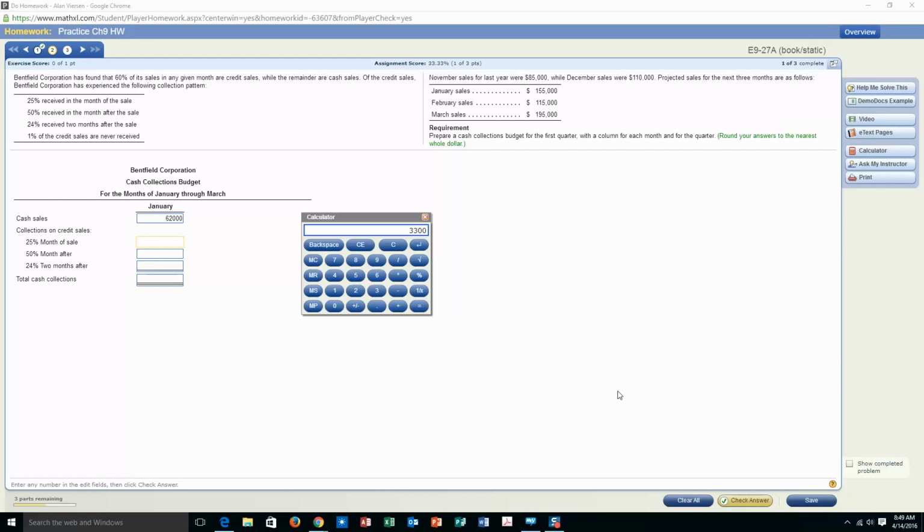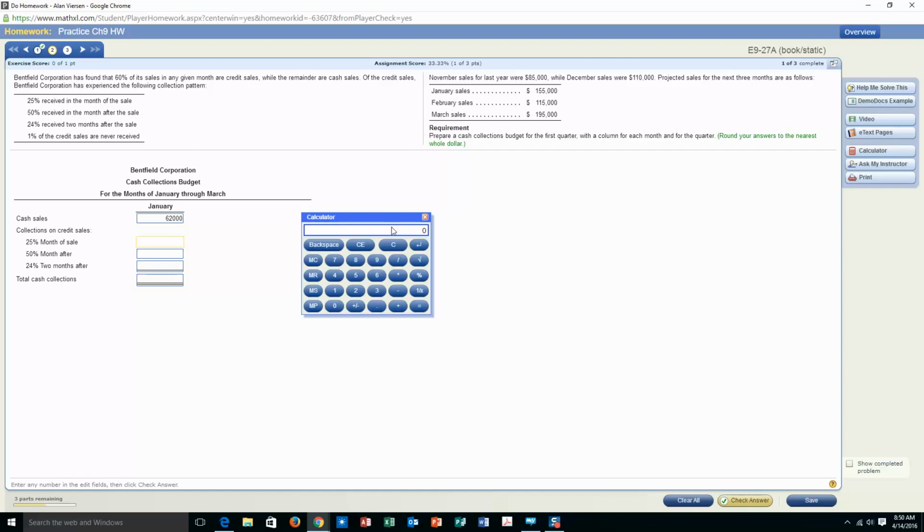Okay, class, I'm going to give you some help on the cash collections budget. It's part of the financing budget in the master budget. Direct materials, it was obviously part of the operating budget. And it begins with taking the cash sales. So for January, we're looking at January in this column.